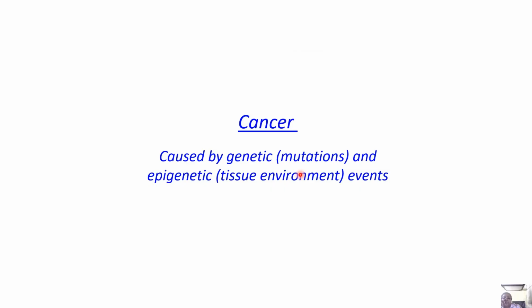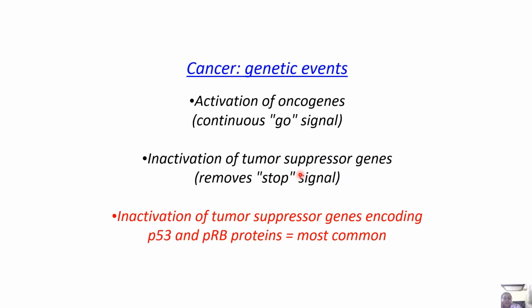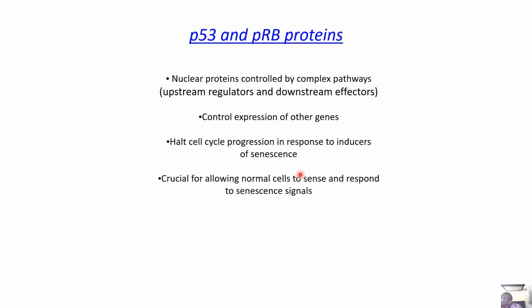Now, cancer is caused by genetic mutations and epigenetic tissue environment events. Cancer genetic events include activation of oncogenes and inactivation of tumor suppressor genes. Inactivation of tumor suppressor genes encoding p53 and pRB proteins is the most common. These nuclear proteins are controlled by complex pathways, upstream regulators and downstream effectors, control expression of other genes, and halt cell cycle progression in response to inducers of senescence. This is crucial for allowing normal cells to sense and respond to senescence signals.